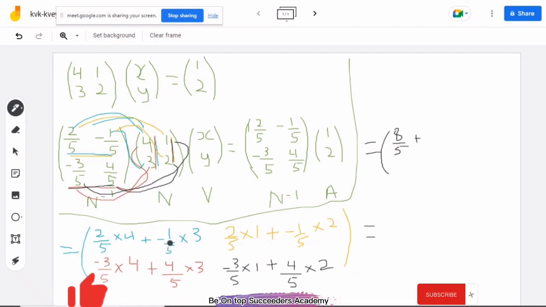So now we multiply, right? 2 4s are 8/5 and negative 1 3 is 3/5, right? 2 1s are 2/5, add -1 2 is 2/5. So we simplify it, and I'm supposed to get my final answer to be 1 0 0 1, the identity matrix. I keep saying that because I wanted to stick in you all's head, right?